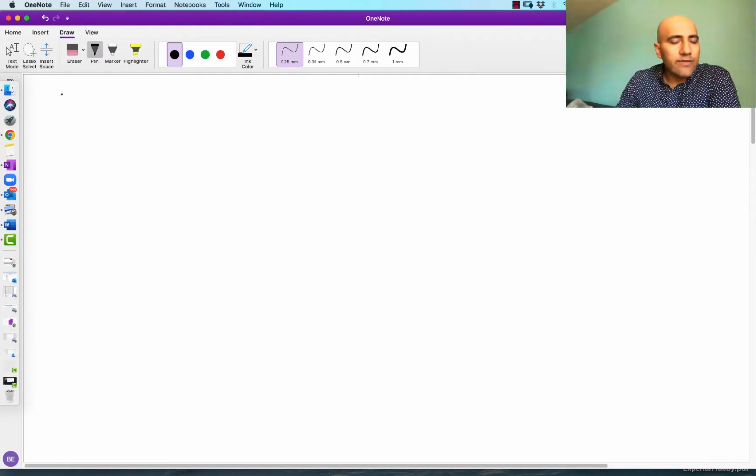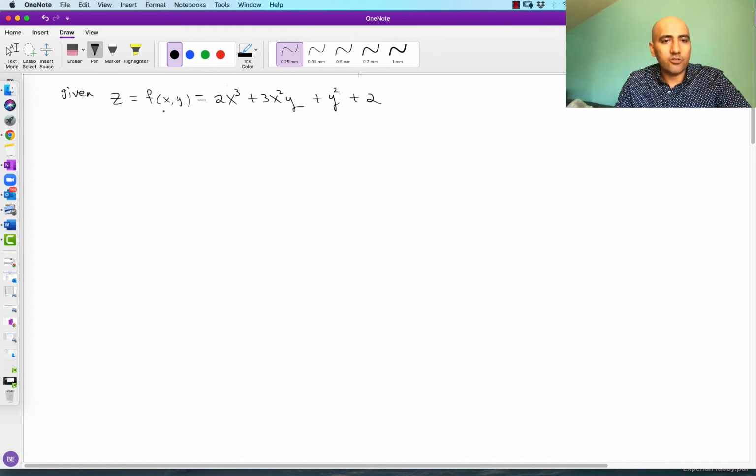Okay, so let's say that we're given the function f of x comma y equals 2x cubed plus 3x squared y plus y squared plus 2. Okay, so this is a function in 2 input variables. You plug them into here, and then you get your output value z, right? So remember, this is also z equals this function.